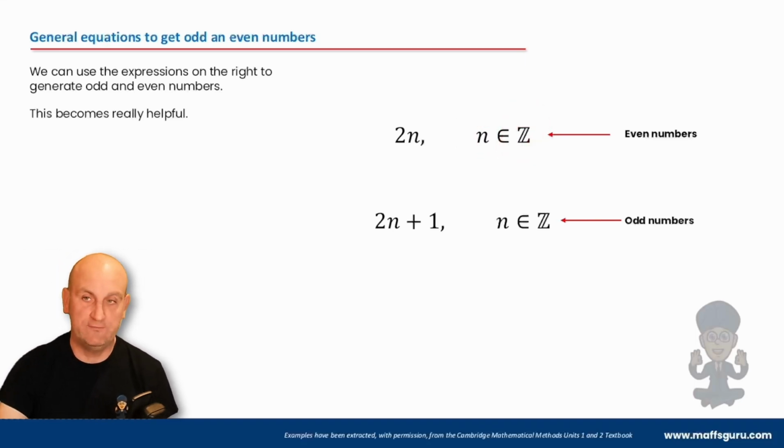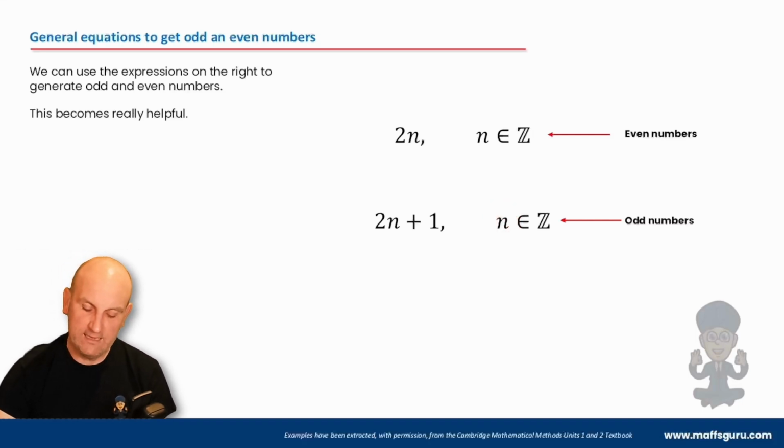They can be both positive and negative. So for any whole number, for any integer, we can basically get an even number. So if n is 1, 2 times 1 is 2. N is 2, 2 2s are 4. N is 3, 6. All right, so it doesn't matter what the n value is, we will get our even numbers.